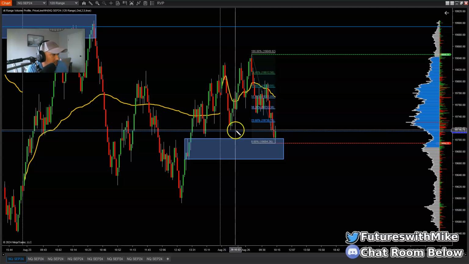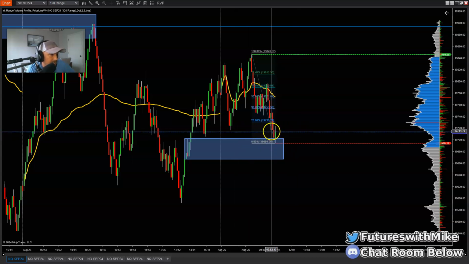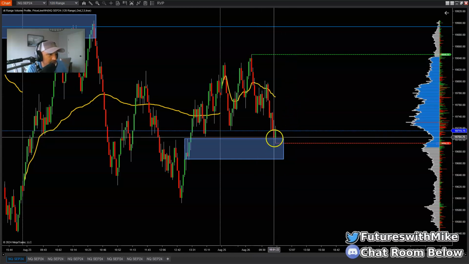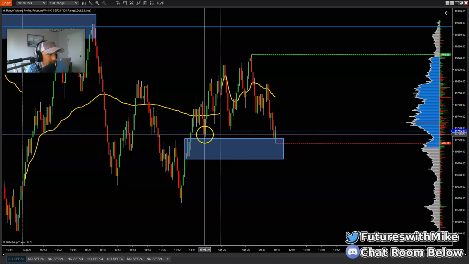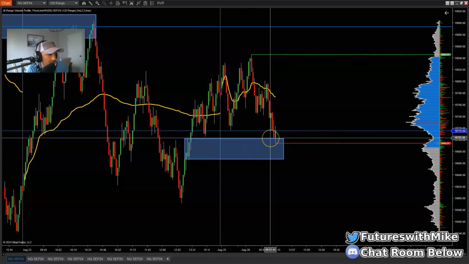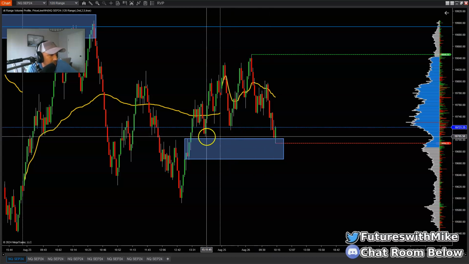Okay, so just one quick little scalp long today, just back up to this area, and as you can see, it's already rejecting that area. Why? Because it's a small little area of supply that aided in this breaker structure to the downside when the market moved lower. So we got a break of structure and a breaker structure right here as well.